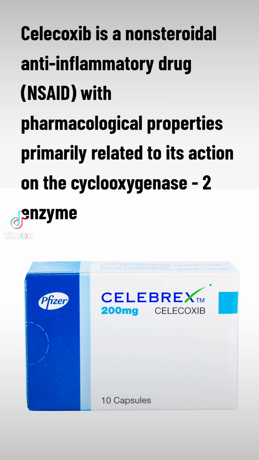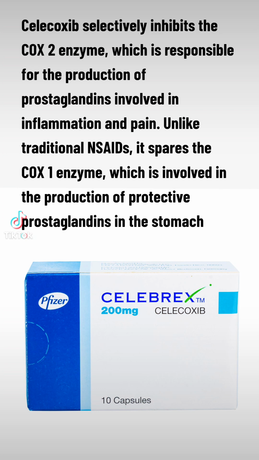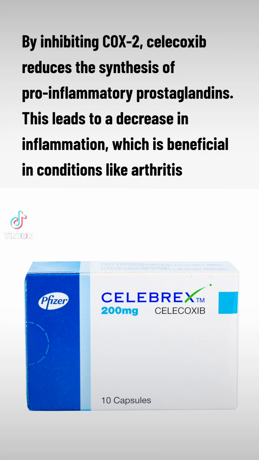Celecoxib is a nonsteroidal anti-inflammatory drug, or NSAID, with pharmacological properties primarily related to its action on the cyclooxygenase-2 enzyme. Celecoxib selectively inhibits the COX-2 enzyme, which is responsible for the production of prostaglandins involved in inflammation and pain. Unlike traditional NSAIDs, it spares the COX-1 enzyme, which is involved in the production of protective prostaglandins in the stomach. By inhibiting COX-2, celecoxib reduces the synthesis of pro-inflammatory prostaglandins.